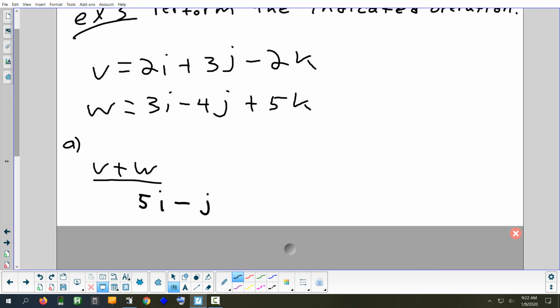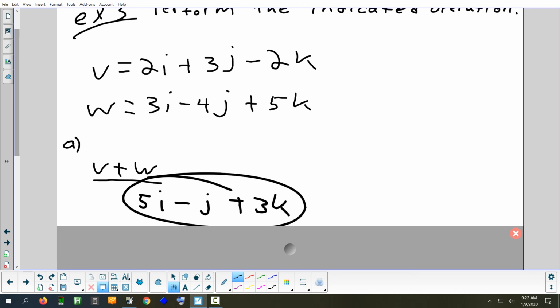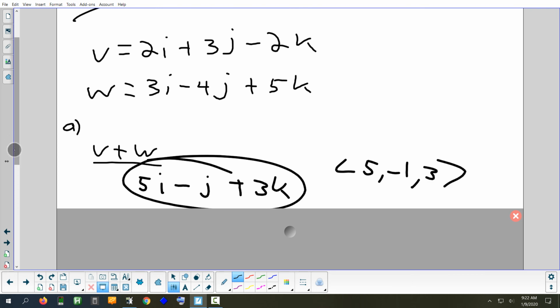Good. And Alex, how about my last component? That's for my z-axis. 3k. Yep, -2 plus 5. You could write it like that, or you could write it like this. Same thing. Okay. Questions on adding those up?